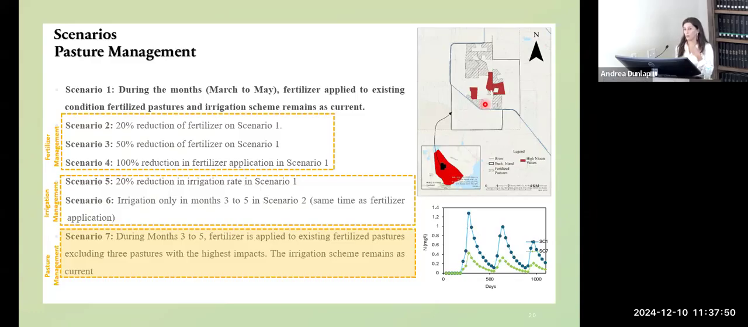No, it's different rates. He is asking if the rates of fertilizer in all the pastures are the same, and the answer is no.